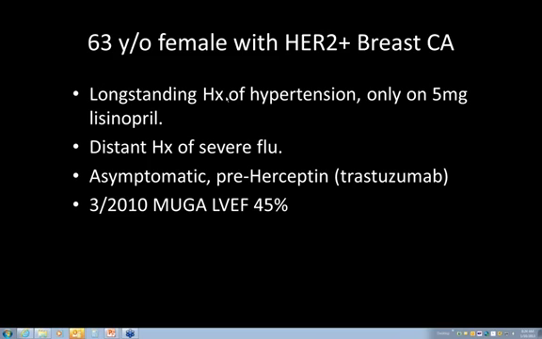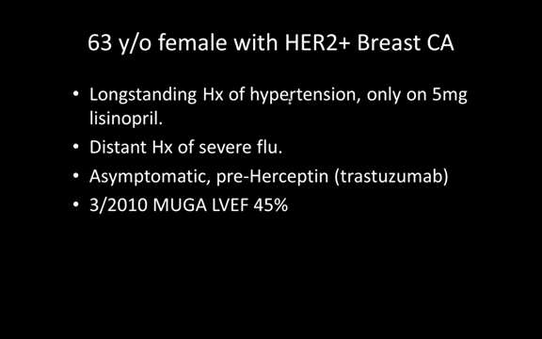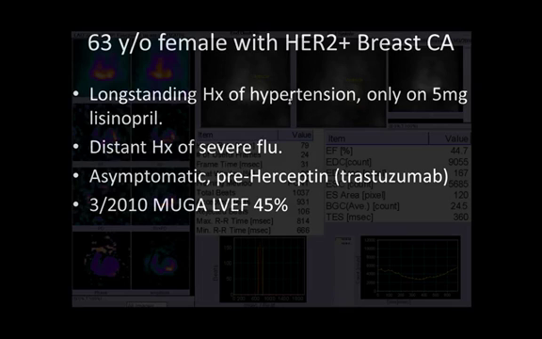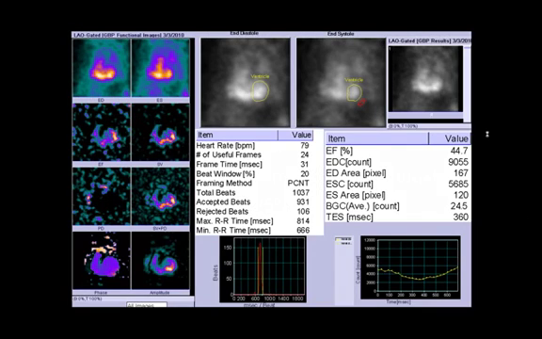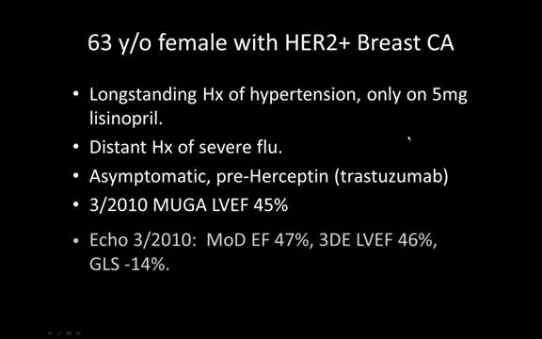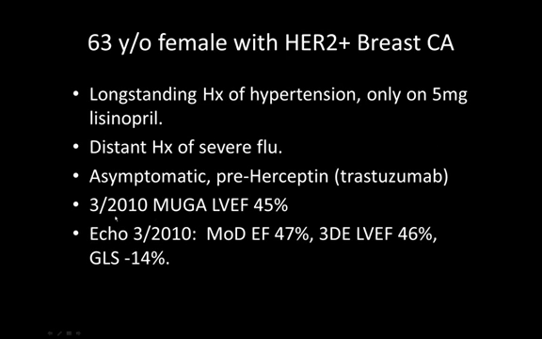And a MUGA here at Anderson had shown her ejection fraction to be 45%. So there were obviously some concerns about what this 45% ejection fraction was coming from, and if it was really the hypertension or not. And we repeated the echo very quickly, and with the method of discs volumetrically, we get 45. With 3D, we get 46, and her global strain was also normal at -14. I started her on carvedilol.